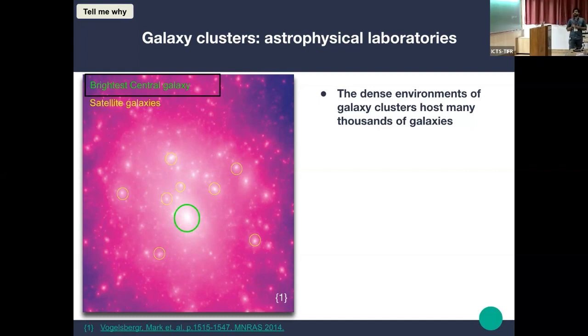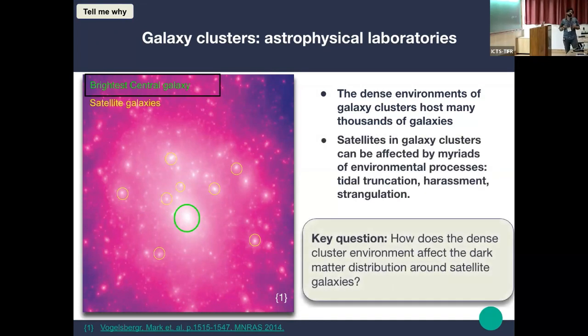What are the processes? Processes like tidal stripping, because of which mass from the satellite galaxy, mainly from the outskirts, can get stripped. There are other processes like galaxy harassment, in which a spiral galaxy may turn into an elliptical galaxy because of multiple encounters. What we are interested in is how this cluster environment is affecting the dark matter distribution around these satellite galaxies.